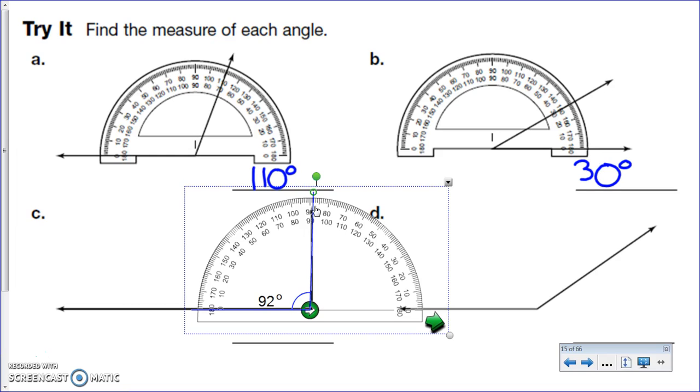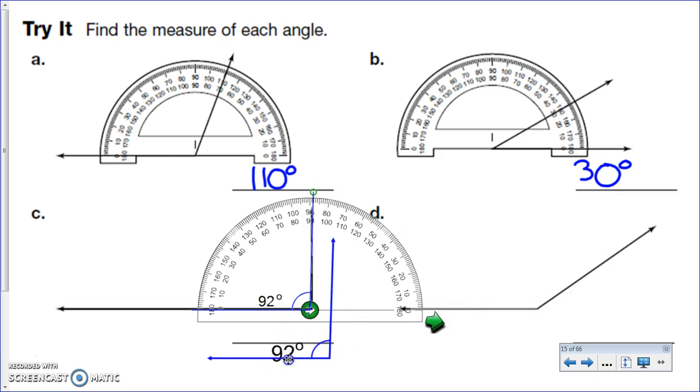If you're within a degree or two, I will count you as correct because it's a little hard on some of these worksheets to see quite where it lines up. So as long as you're within a degree or two, you are measuring correctly. So there's our angle popped out.